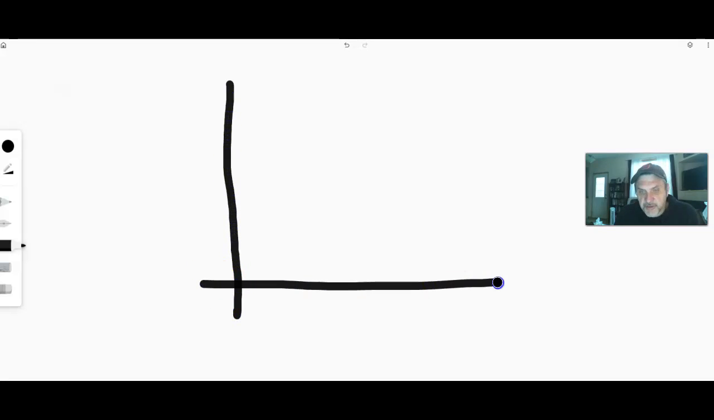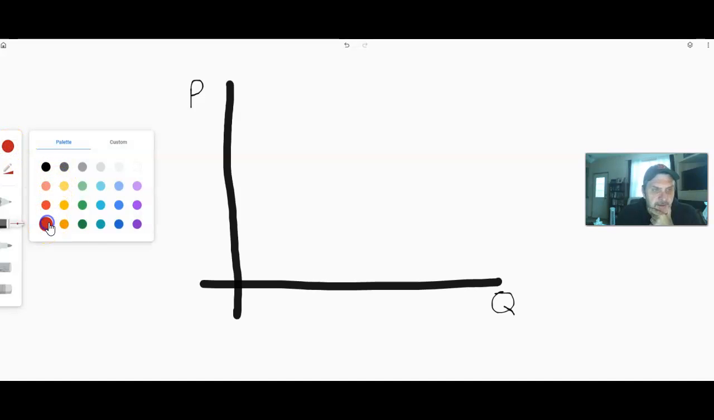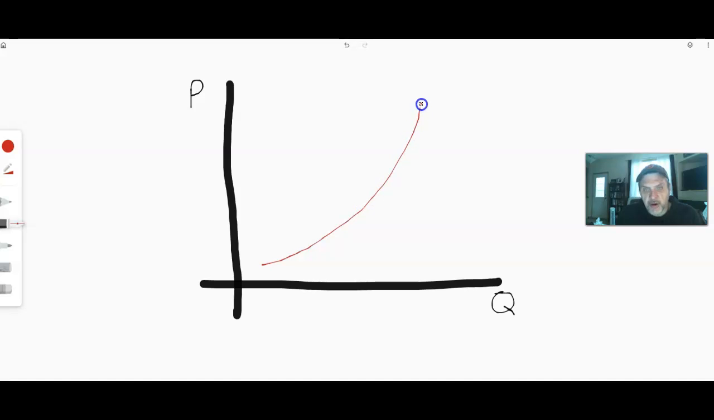Okay, here are my axes for supply. And remember, we are labeling these as price on the vertical, right? Quantity always goes on the horizontal. Now, we're going to make a supply curve, and the supply curve is an upward to the right sloping curve that looks like so, and we must label that as S.